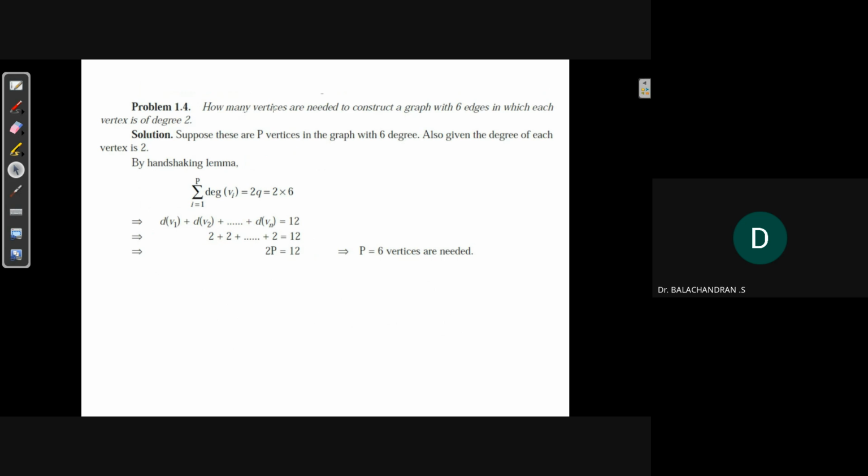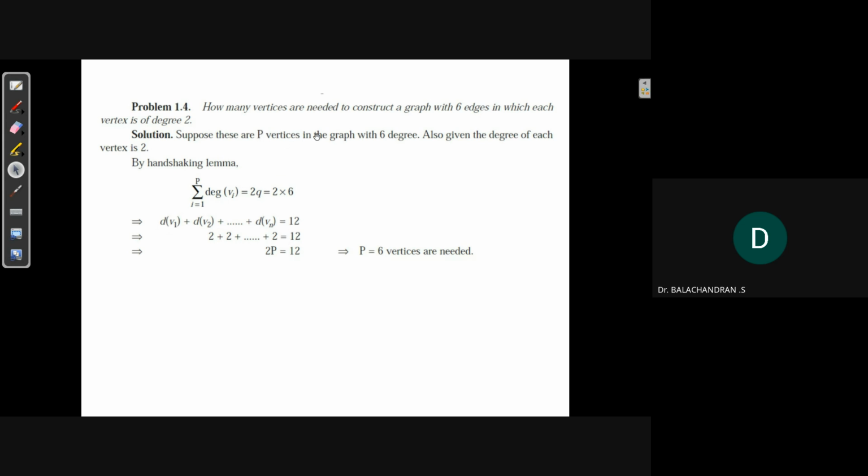Okay, how many vertices are needed? Here they are asking the number of vertices, to construct a graph with six edges in which each vertex is of degree 2. Okay, I don't know the number of vertices, but again I'm going to use this lemma. The sum of the degrees of vertices equals twice the number of edges. So 2q, where the number of edges is 6, so 12.